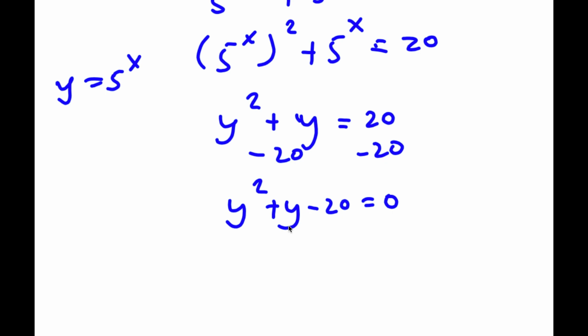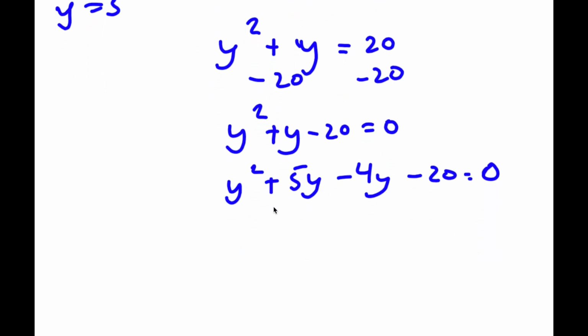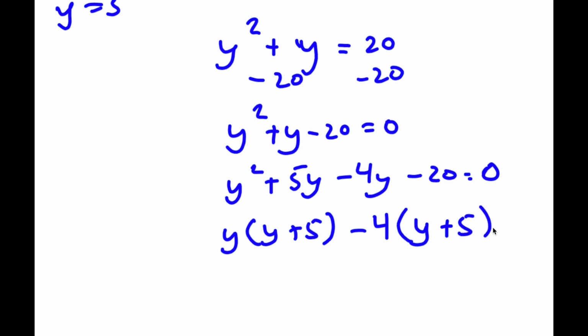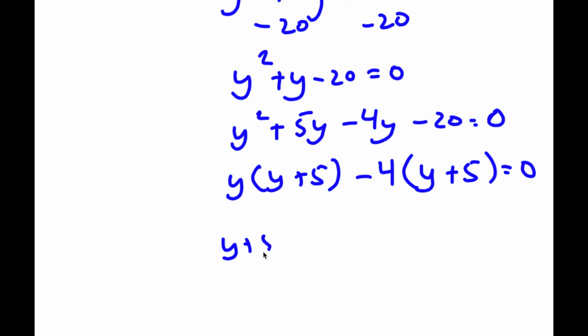So now I can rewrite this as y squared plus 5y minus 4y minus 20 is equal to 0. Now from y squared plus 5y, I'm going to factor out y, so I get y times y plus 5. And from negative 4y minus 20, I'm going to factor out negative 4. So I get negative 4 times y plus 5. Now if I factor out y plus 5 from this, I get y plus 5 times y minus 4.